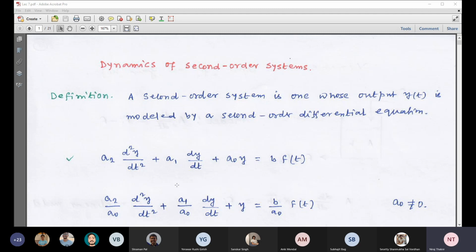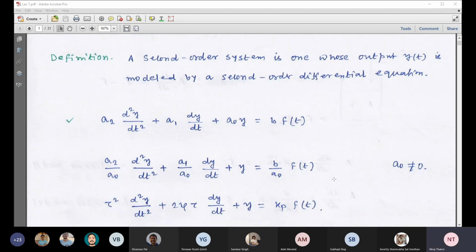Okay, now we are dividing both sides by a0. See, always you try to keep the coefficient of the y term one, because transfer functions are like that. Always you try to keep this y term alone. I mean, the coefficient of y should be one. Now let us represent this equation in this form. In fact, this is the general form we use for deriving the transfer function. tau² d2y/dt² plus 2 zeta tau dy/dt plus y equal to Kp f(t).